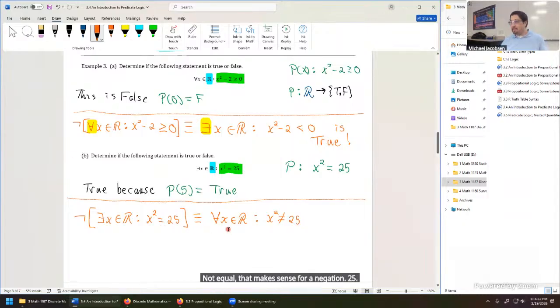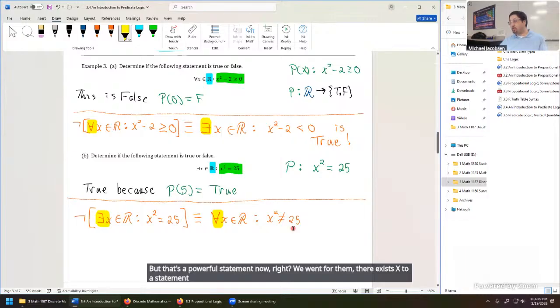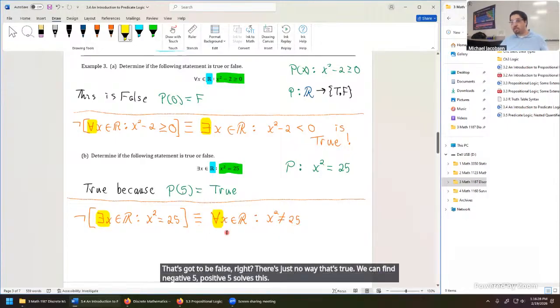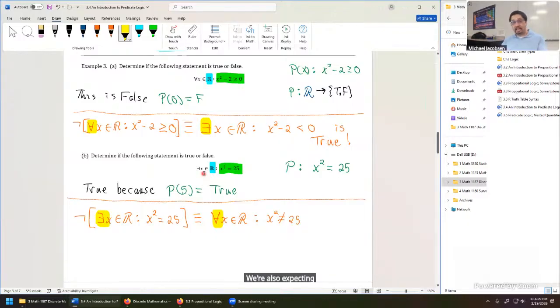But that's a powerful statement now, right? We went from there exists x to a statement for every x in R, x squared is not 25. That's got to be false, right? There's just no way that's true. We can find -5, +5 solves this. But we're also expecting false because we negated a statement that was originally true. So we can say down here, false.